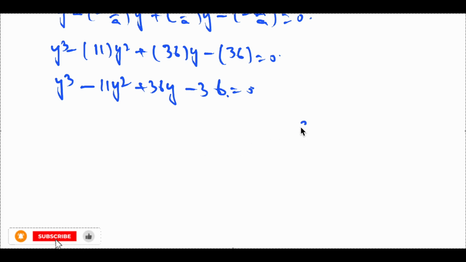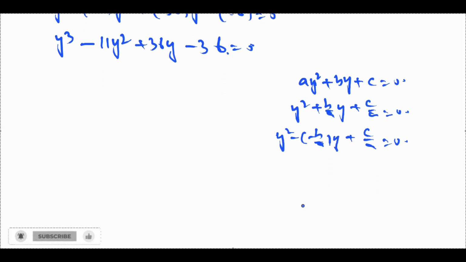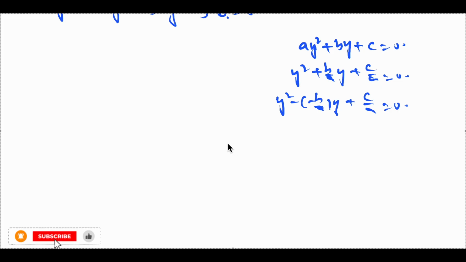If a quadratic equation is given, suppose a y squared plus by plus c is equal to 0. For a quadratic equation this must be y squared plus b upon a y plus c upon a is equal to 0. I can write y squared minus, minus b upon a y and plus c upon a is equal to 0. For cubic I have done it here, but for a quadratic equation it is given like this.